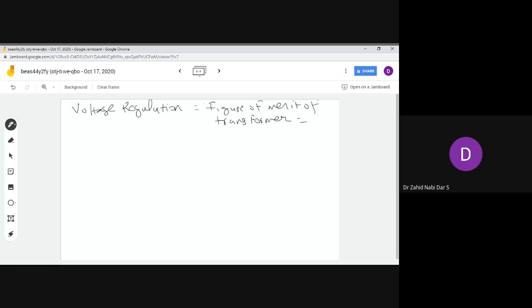If the voltage regulation of a transformer is high, for example, it is 50, and another transformer's voltage regulation is 25, which one is good? 50 or 25? Tell me. Anybody, Afsa, you tell me. Noor, are you there?